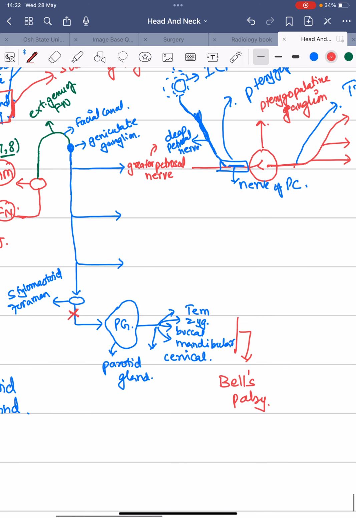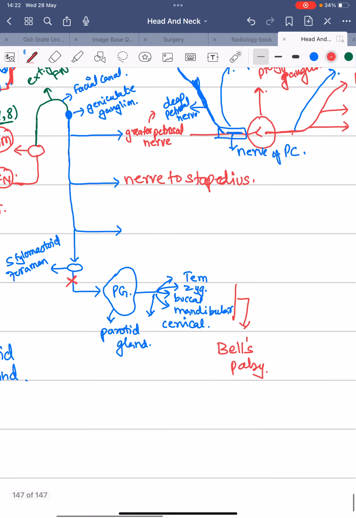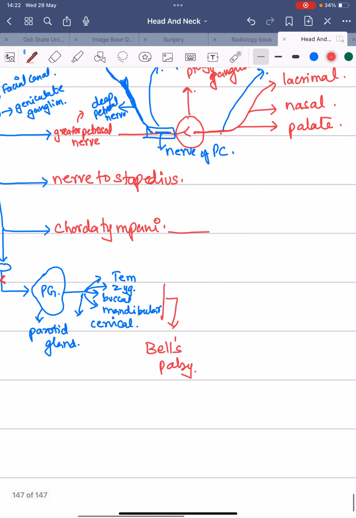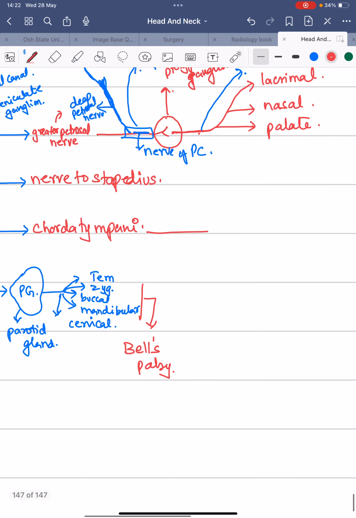Now see here. The second branch is the nerve to the stapedius. The third branch of the facial nerve is known as the chorda tympani. Now this is very, very important. Now the chorda tympani is going, and now it is making this ganglion here. This is your submandibular ganglion.